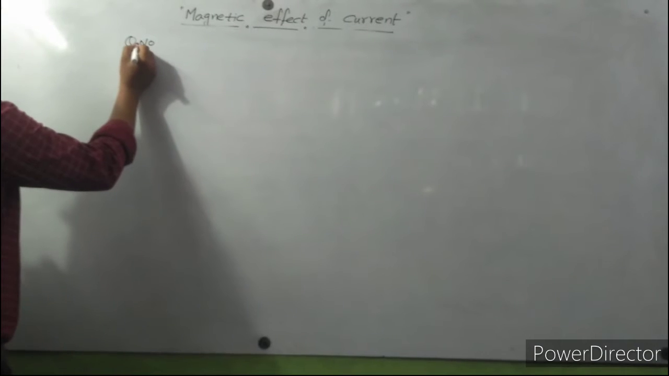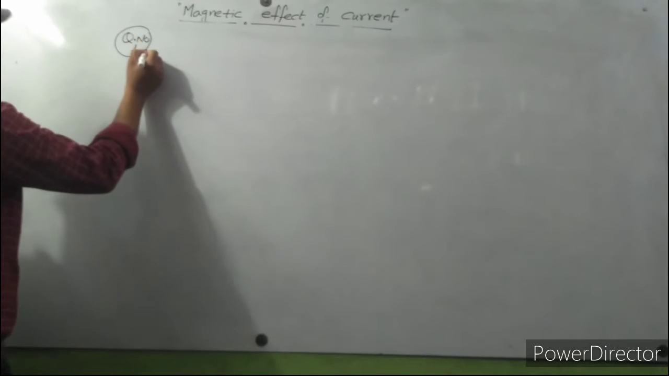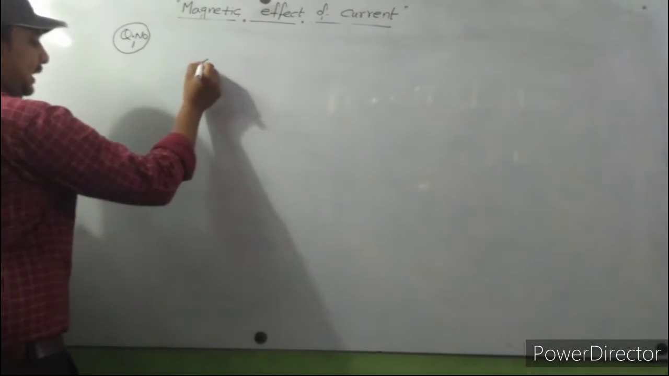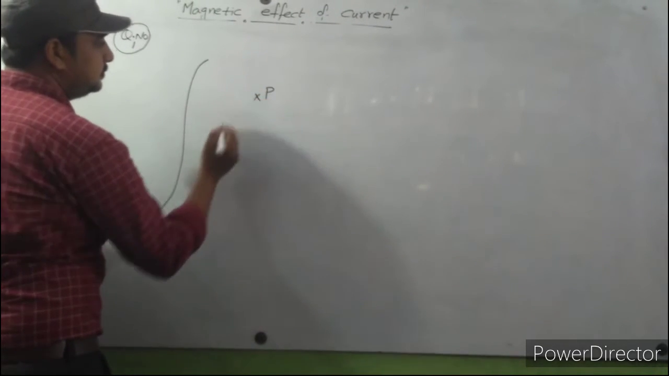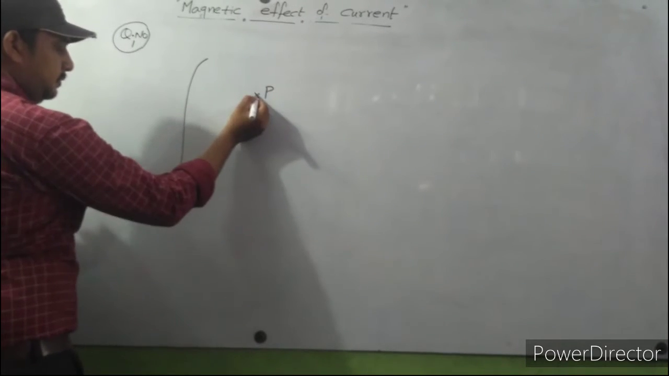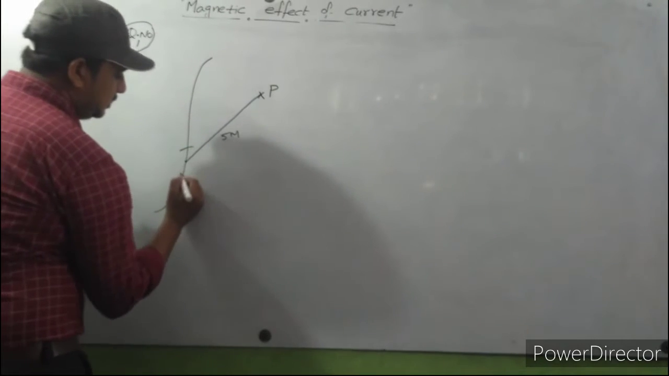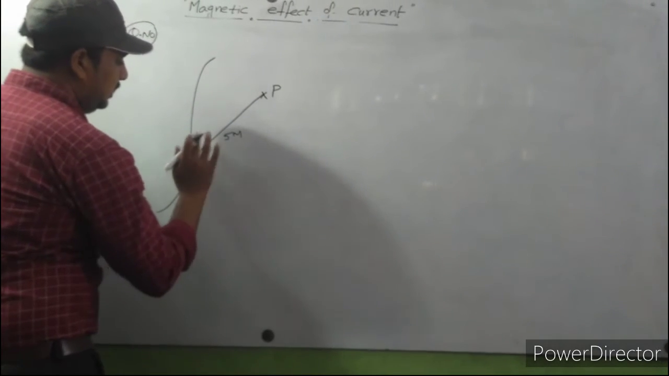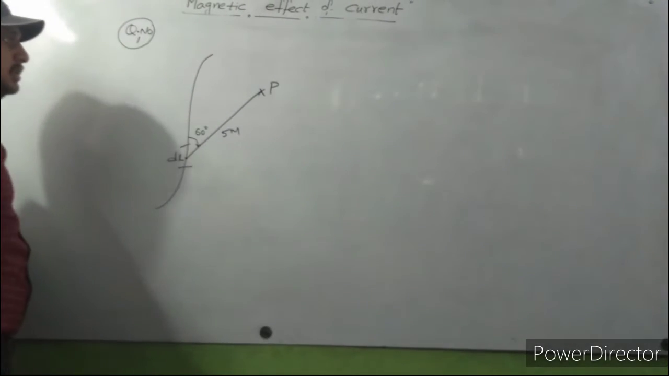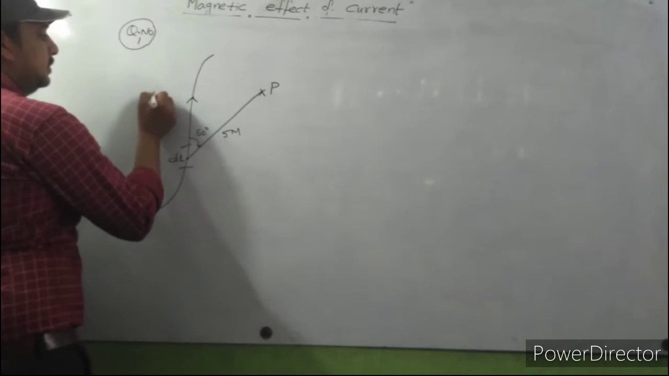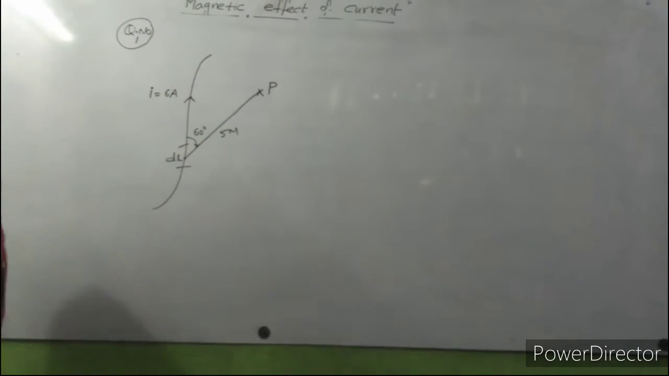Question number 1. Here is one point. This point is P. We have drawn here some 5 meters length. This is a small element of length dl. Here the angle is 60 degrees. Let I be the current. I is equal to 6 amps. 6 amps current is passing through this.